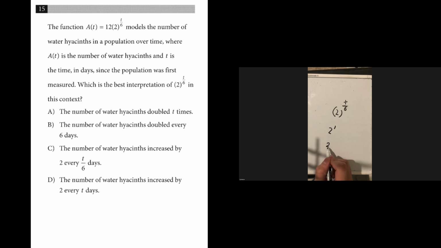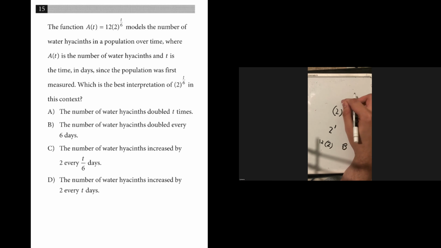And so 2 times the initial, or the base, which is in this case 12, would be double the initial population. So in 6 days, the initial population doubled, which is answer choice B. And if you want to prove it again, let's use a number other than 6. Let's use 12, because in 12 it should double again.